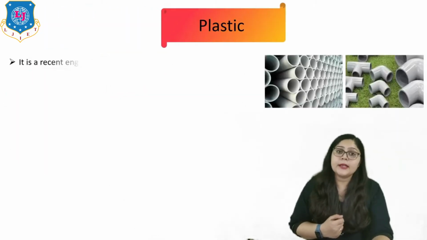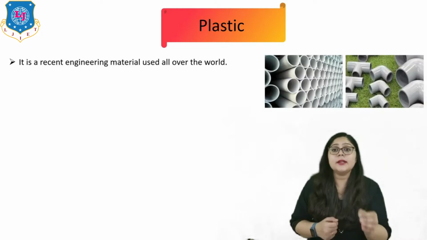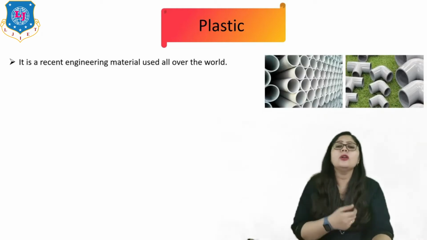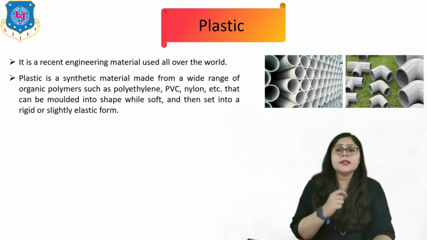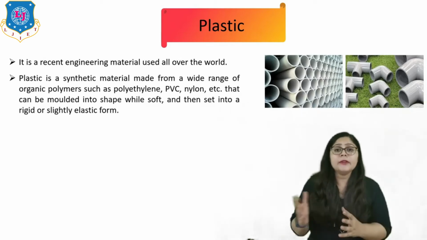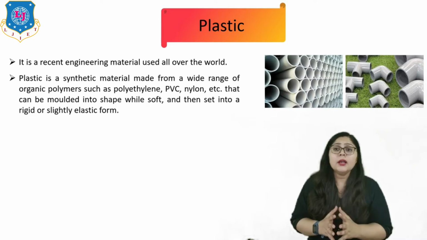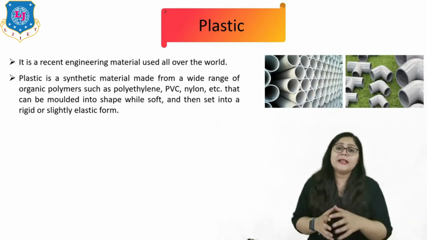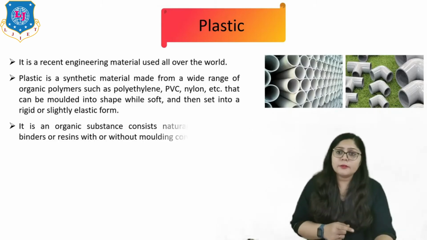So here I can say, as shown in this figure, it is a recent engineering material used all over the world, right? So plastic is a synthetic material made from a wide range of organic polymers such as polyethylene, PVC, nylon, right? That can be molded into shape while soft and then set into a rigid or slightly elastic form. So that is the concept of plastic.